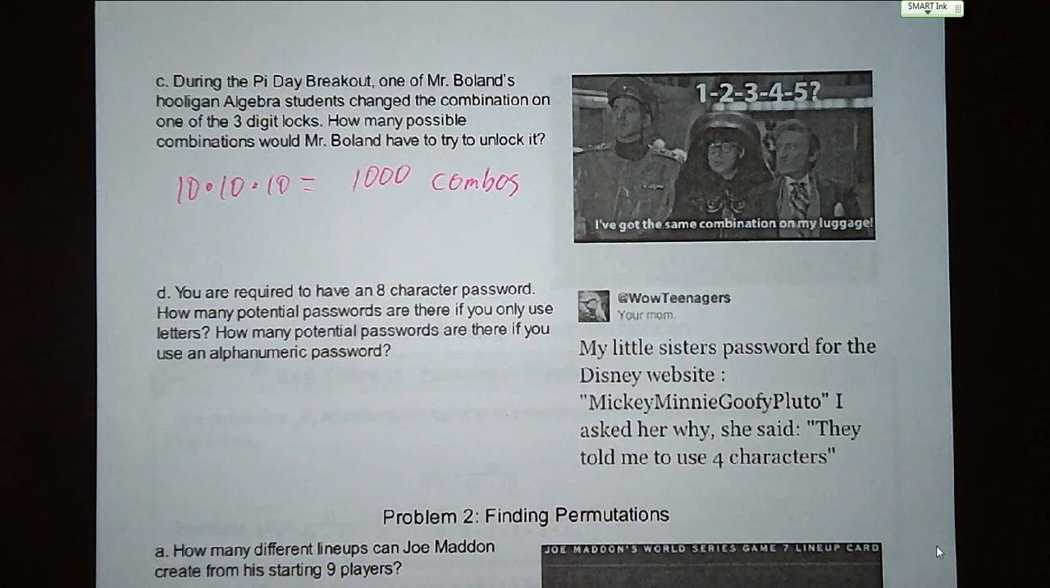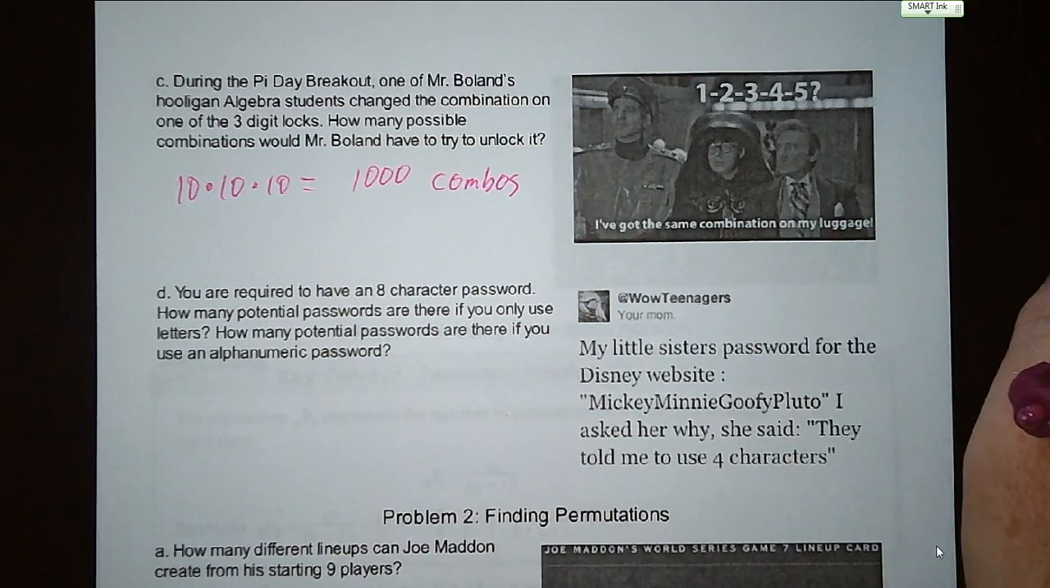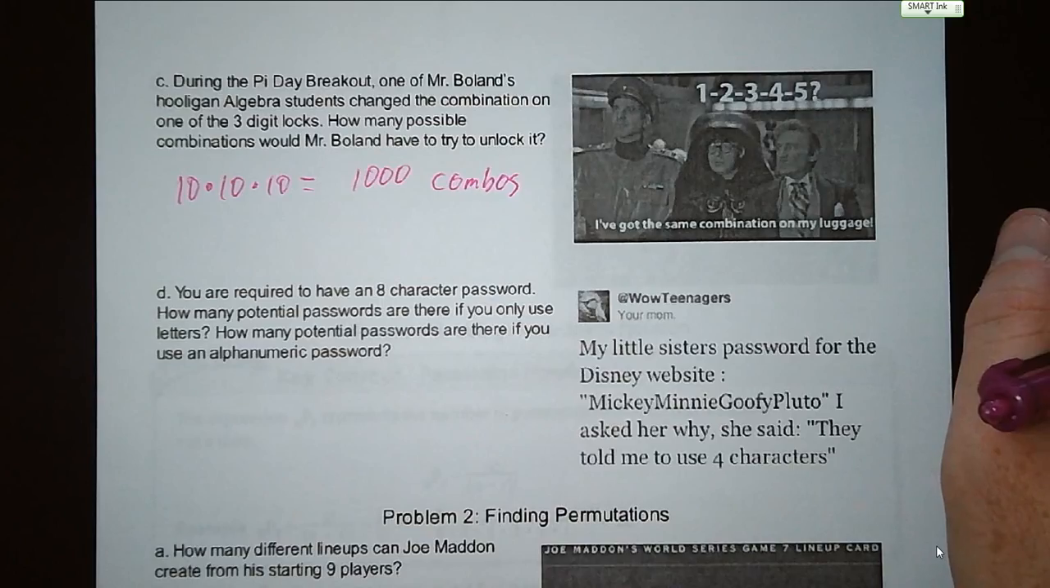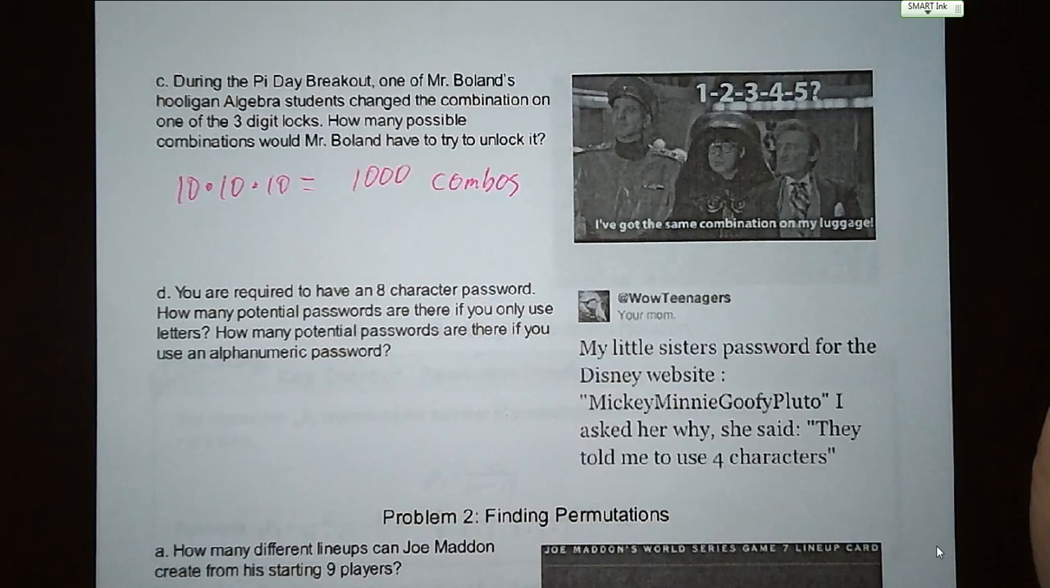Alright, letter D, you're required to have an 8-character password. How many potential passwords are there if you only use letters? And then how many potential passwords are there if you use an alphanumeric password? Alphanumeric means alphabet and numbers.